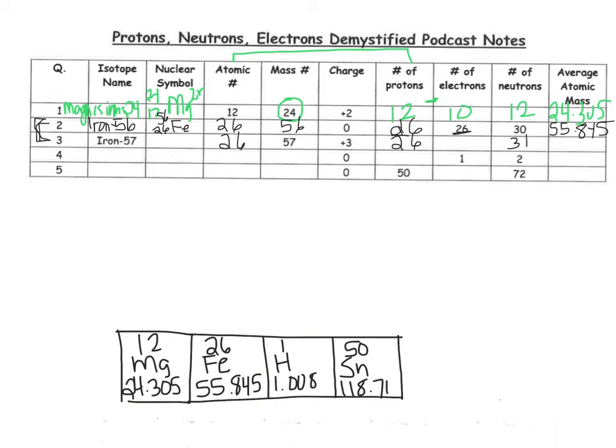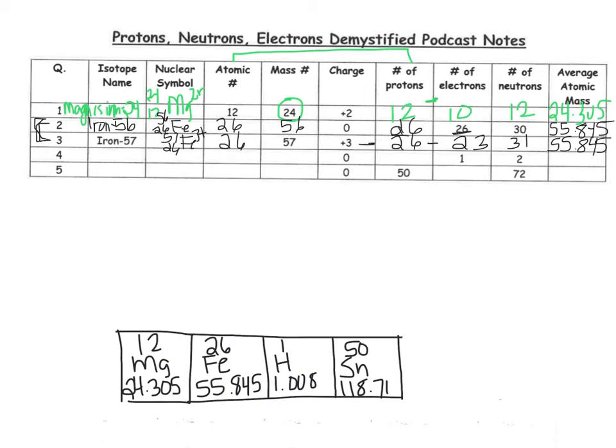Now this iron has a charge, and normally protons equal electrons. But this element has a positive 3 charge, so we're going to subtract, making it have 23 electrons. And so in symbol form, we would write that as 57, 26, Fe, and then the 3 plus goes up there. All right, and again, it's going to have the same average atomic mass because we get that off of the periodic table. All right, number 4.